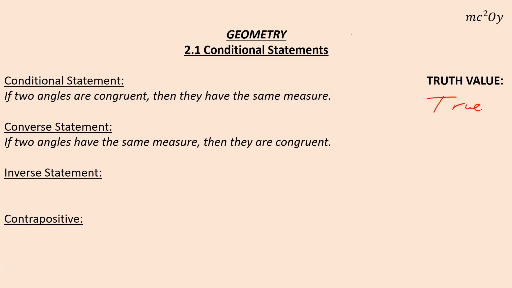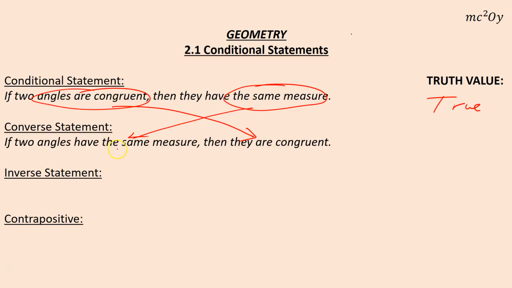Okay. Our converse just switches this around. This one says, now we take the same measure, we move it here. Angles are congruent, move it back here. So if two angles have the same measure, then they are congruent. Well, if two angles have the same measure, say for instance both 60 degrees, then they'd have to be congruent because they're equal. We also would say that that is true.